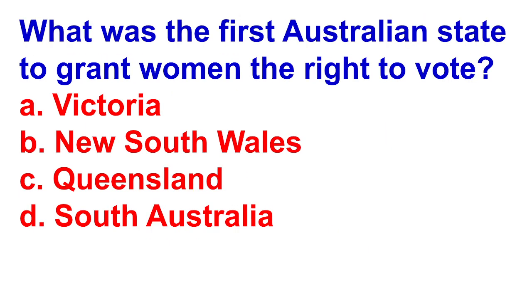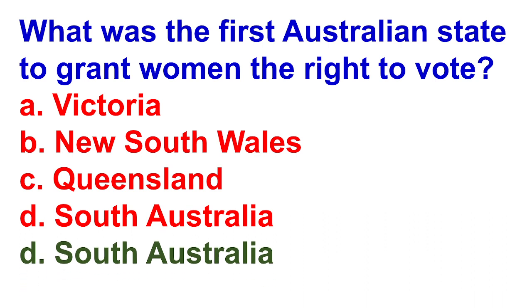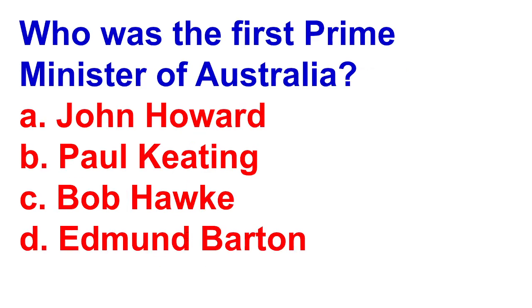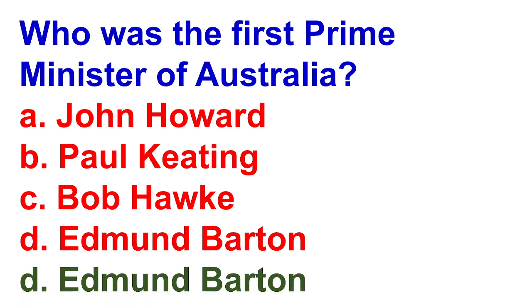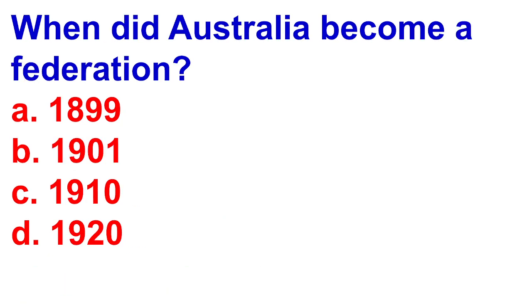What was the first Australian state to grant women the right to vote? A. Victoria. B. New South Wales. C. Queensland. D. South Australia. Answer: D. South Australia. Who was the first Prime Minister of Australia? A. John Howard, B. Paul Keating, C. Bob Hawke, D. Edmund Barton. Answer: D. Edmund Barton.